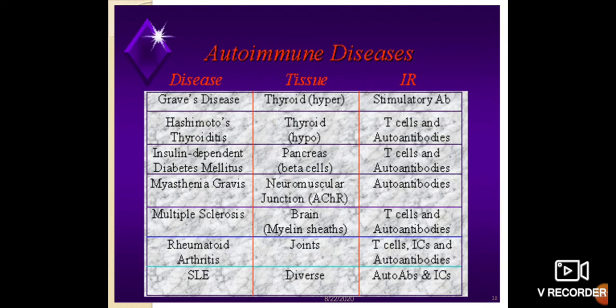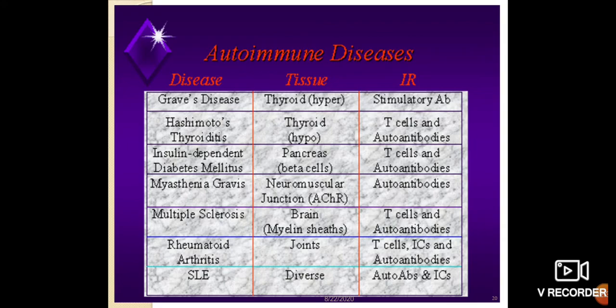In case of multiple sclerosis, the affected tissue is the brain and myelin sheath. In case of rheumatoid arthritis, the small joints usually. In case of systemic lupus erythematosus, it is diverse. Which cells are involved in each one?